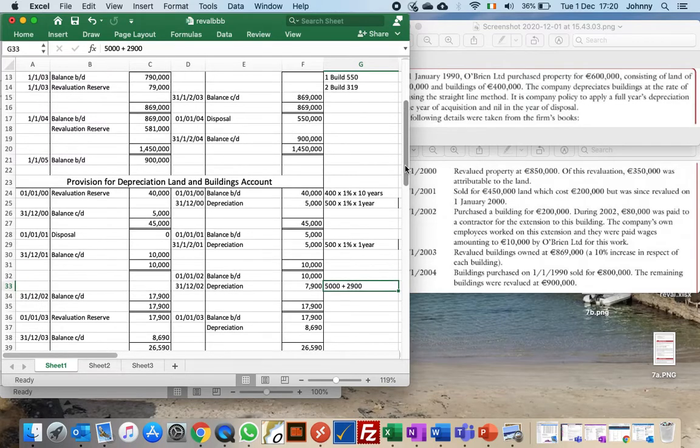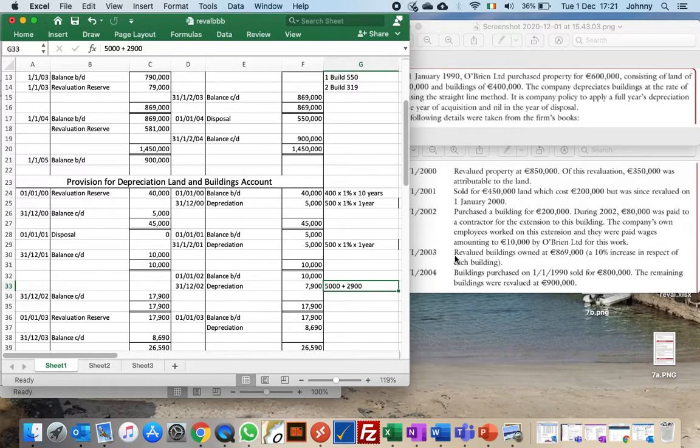Another way of doing it is I could go up here and say my balance BD at the beginning, sorry, at the beginning of 2003, which is the same as the end of 2002, is 790. 10% of 790 is 7,900. Okay, so now we've got 2002 finished. We have a balance now of 17,900 in our provision for depreciation account, okay, which is all of our depreciation carried over into 2003.